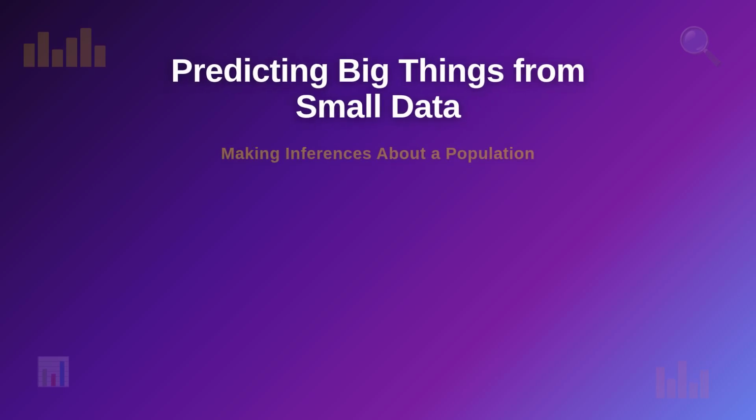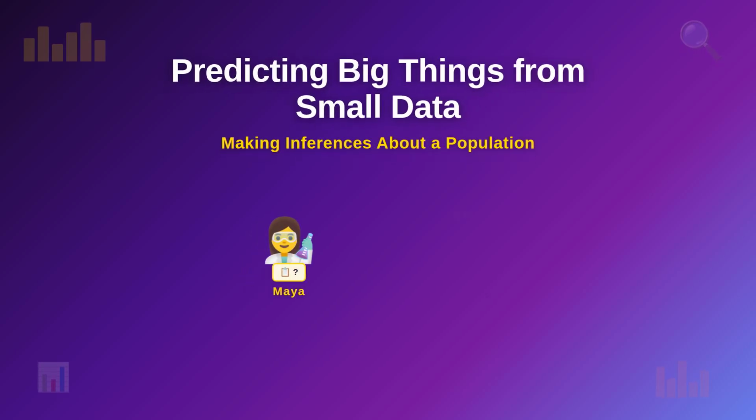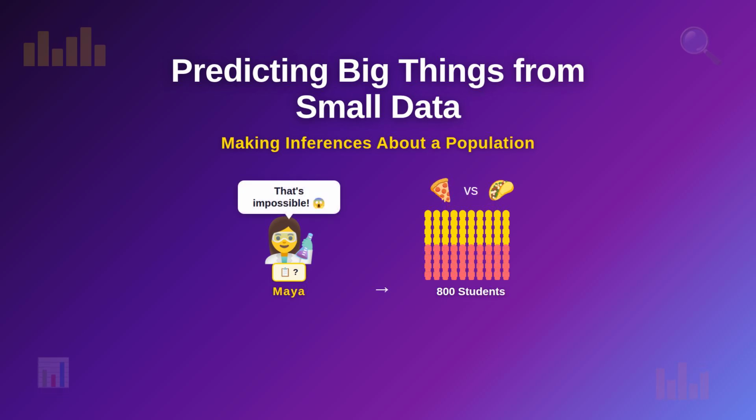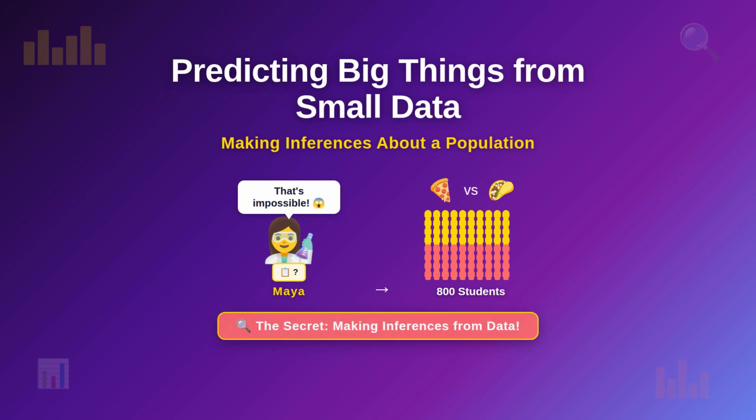Meet Maya. She's a 7th grader who just got a challenge from her science teacher. Figure out how many students in her school of 800 kids prefer pizza over tacos without asking all 800 people. Maya stares at the assignment and thinks, that's impossible.